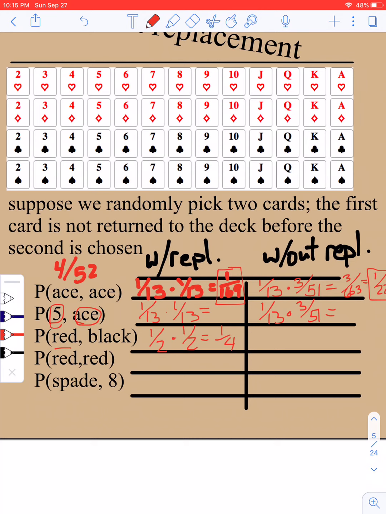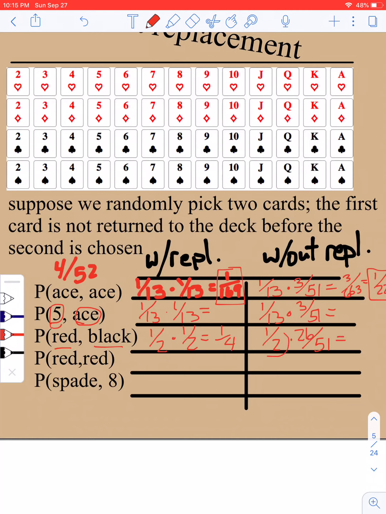What about for without replacement? Again, for the first, it's going to be 1/2. Now for the next one, for the black, yes, we now have 1 less card in the deck, but we still have all the black cards in the deck. So that would still be 26.